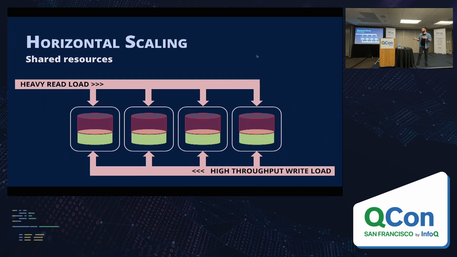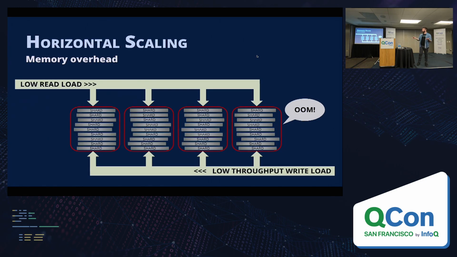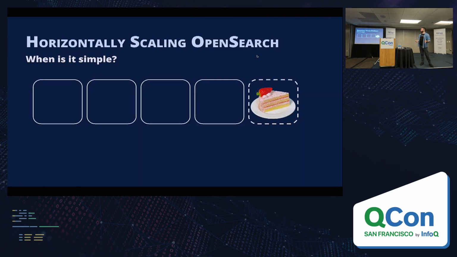On the other hand, write load and read load could be fine, but you have so many shards packed in each one of your nodes because you've been doing all these rollover tasks that you get out of memory. I'm just trying to give you the feeling of why it's actually very hard to do this thing where you say, this metric says scale up. The good news is it's sometimes really simple.